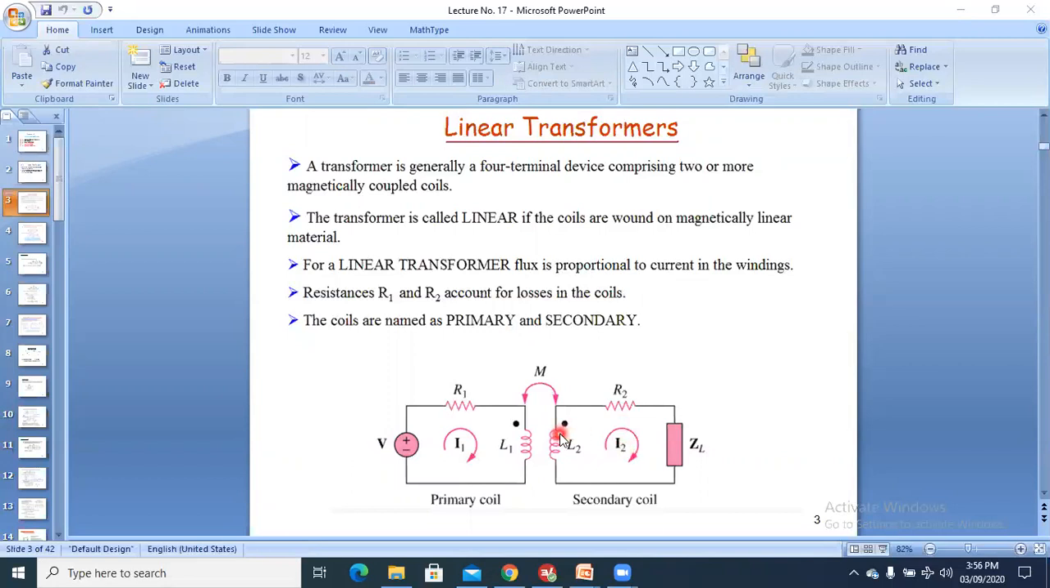Also, we know that these two coils have some losses. The losses of coil 1 are represented by a resistance R1, and the losses of coil 2 are represented by resistance R2. These losses represent the energy dissipated across the coil, which is usually not considered or considered negligible.